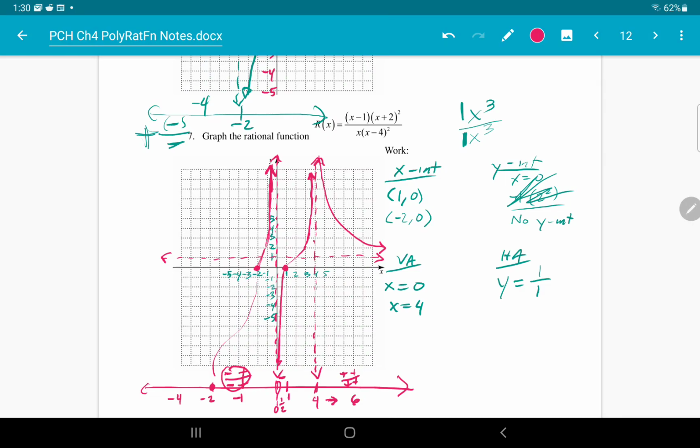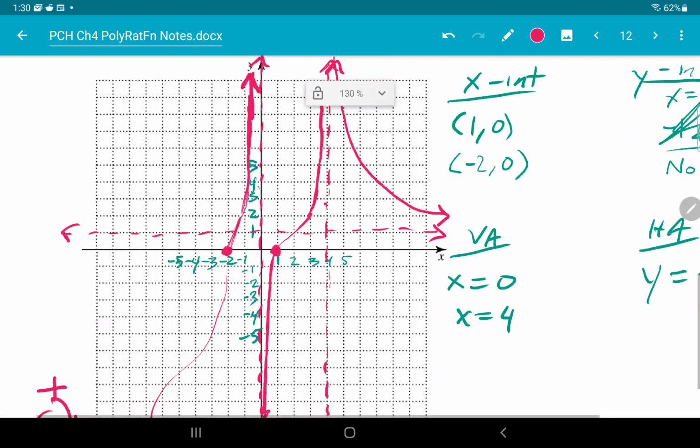And then let's see what's going on now. Just to be safe here, plug in a value like negative 4 and see what's going on. Negative 4 minus 1 is negative. Negative 4 plus 2 squared is going to give us positive. Negative 4 on the bottom is negative. And negative 4 minus 4 squared is positive. So, oh, look at that. Again, we're going to get a positive number at negative 4.